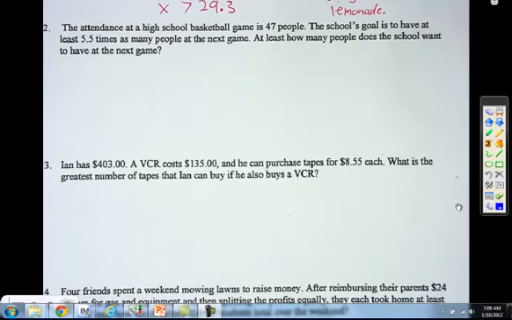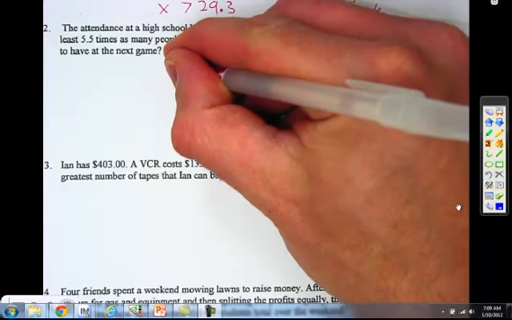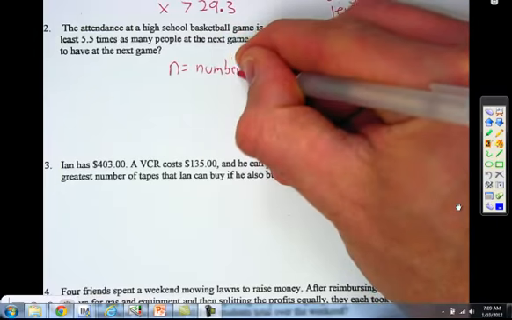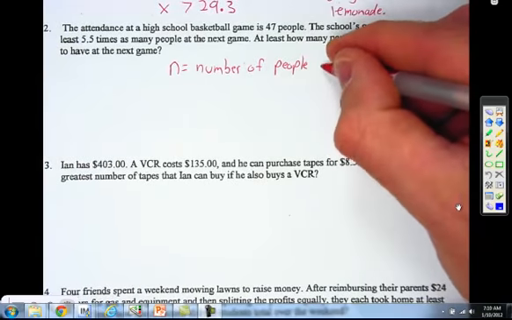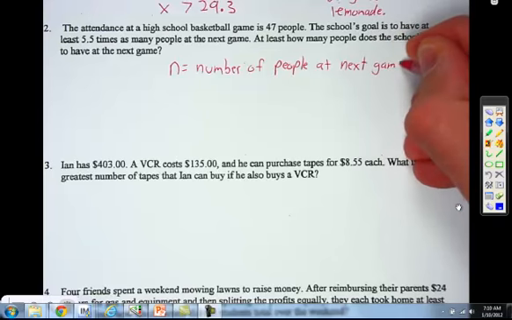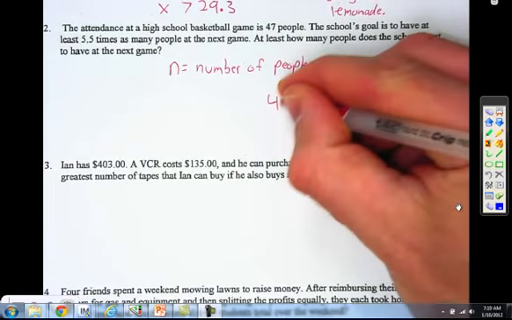The attendance at a high school basketball game is 47 people. The school's goal is to have at least 5.5 times as many people at the next game. At least how many people does the school want at the next game? Well, again, we're going to make a variable. I'm going to make n the variable for the number of people at the next game.